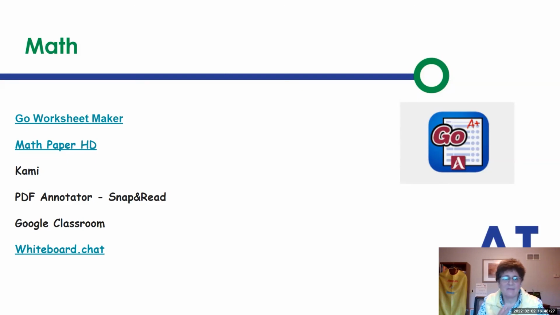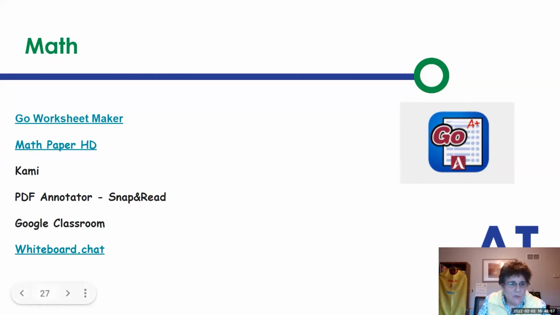And the same with Math Paper HD. It's another app that helps kids line things up. If you have students who are doing math problems, a lot of times worksheets don't do that, and you have to go back and do it in reverse order, not as you would actually do a math problem. So that's a great one to look at. There's Cami, of course, and PDF Annotator, keeping things in Google Classroom.